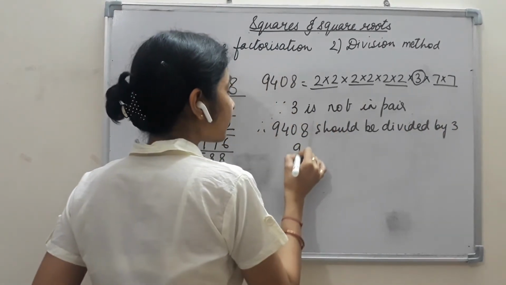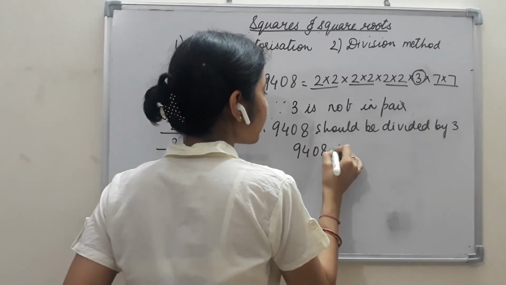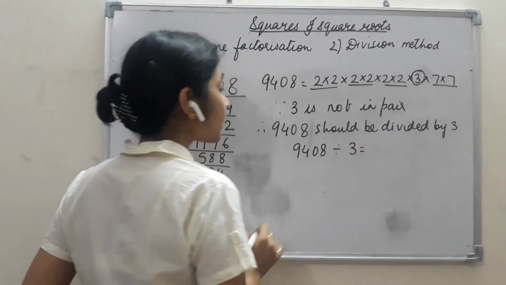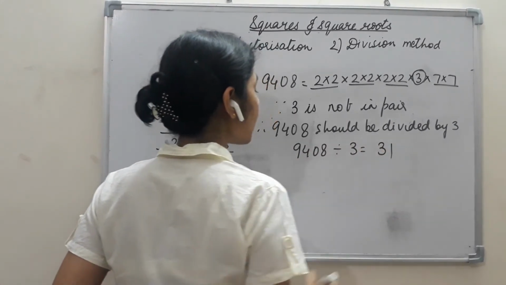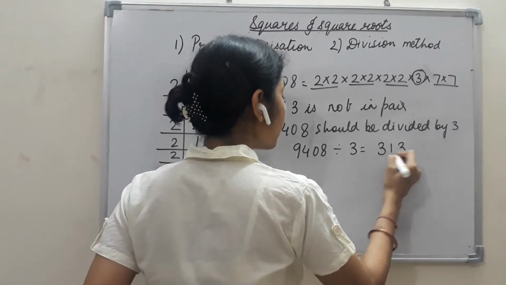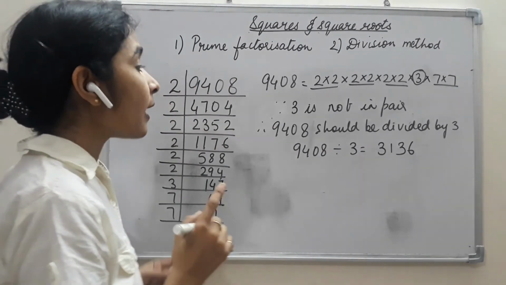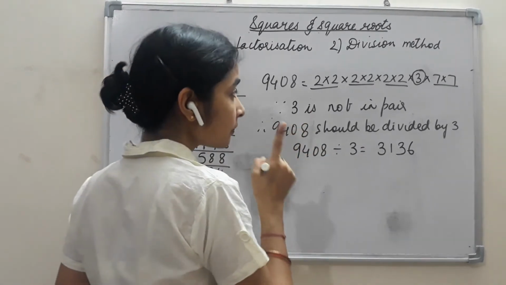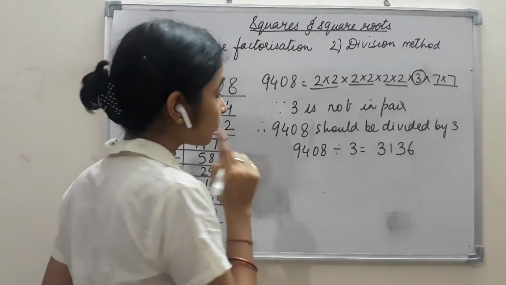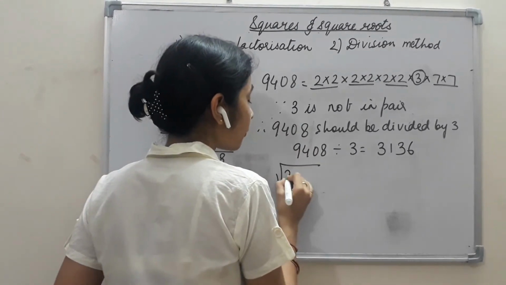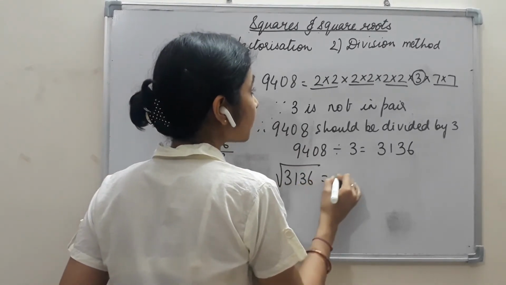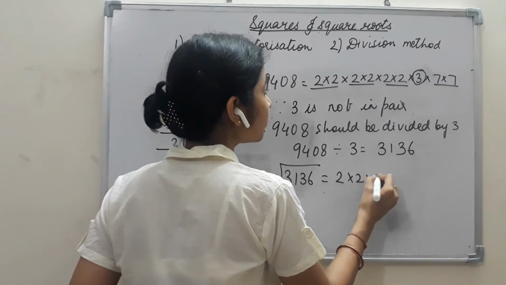Okay, so now we will divide it. 9408 divided by 3 gives us 3 3s are 9, 3 1s are 3, 3 3s are again 9 and 3 6s are 18. Okay, now we need not do the calculation again. We can write the square root of 3136 is equal to 2 into 2 into 2 into 7.